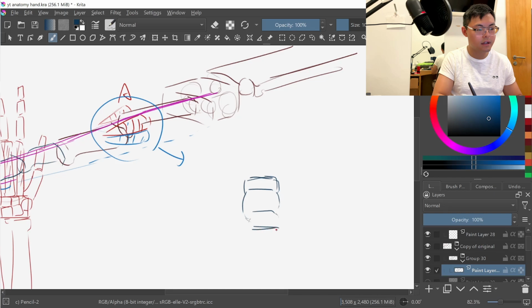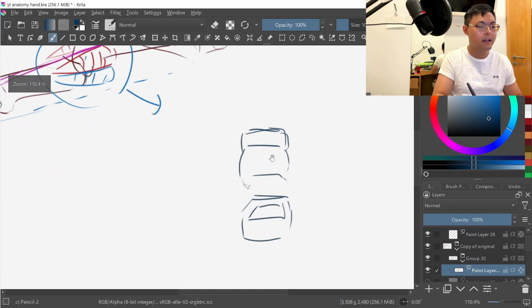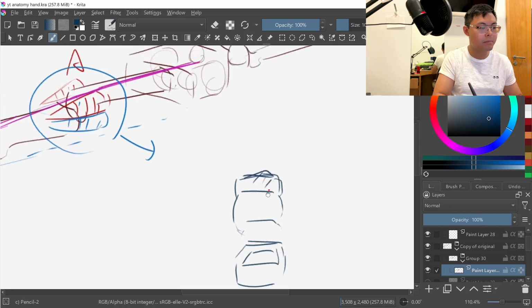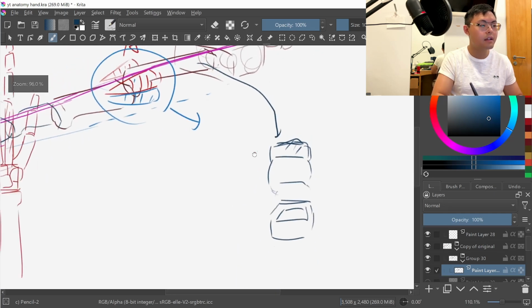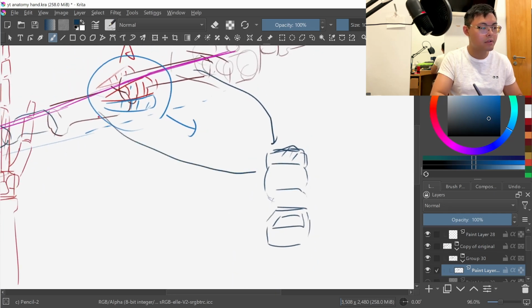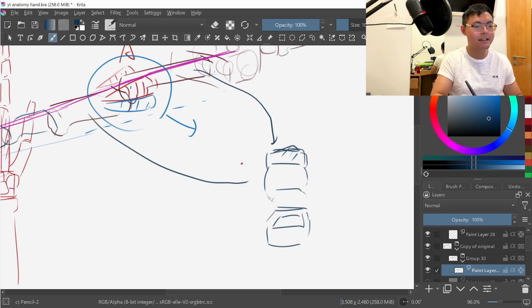And that's the finger that we have. And then that's the metacarpal bone. That's this bone, that's that bone. I know it's really messy.